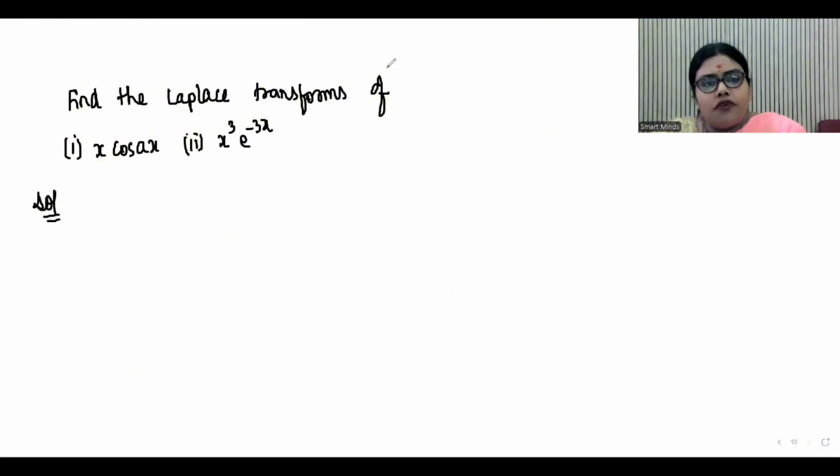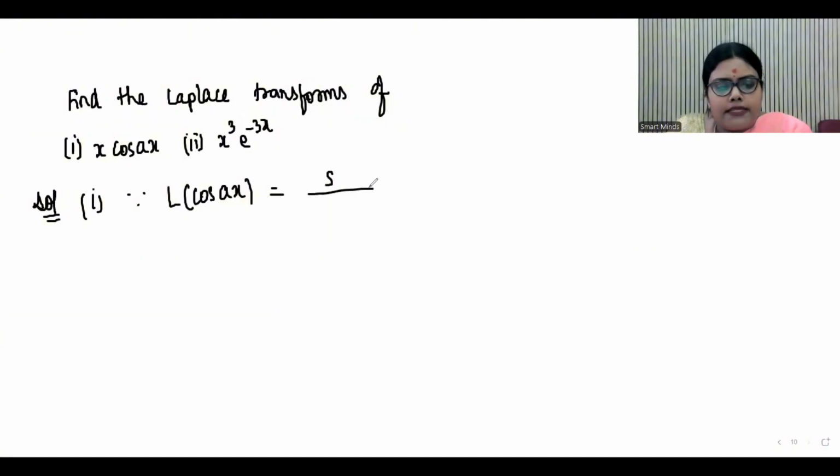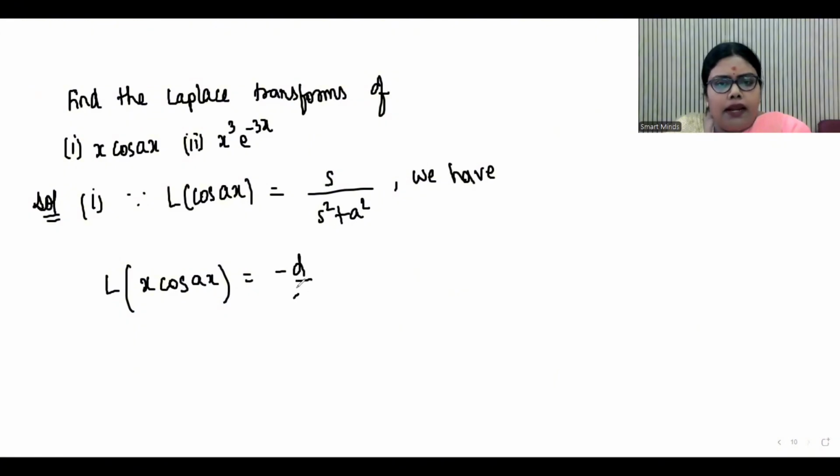Find the Laplace transforms of x cos ax, and the second bit is x cube e power minus 3x. So first let us take the first bit. Since L of cos ax, we have a formula for this. What is the formula? s by s square plus a square. So we have L of x cos ax is equal to minus d by ds of s by s square plus a square.